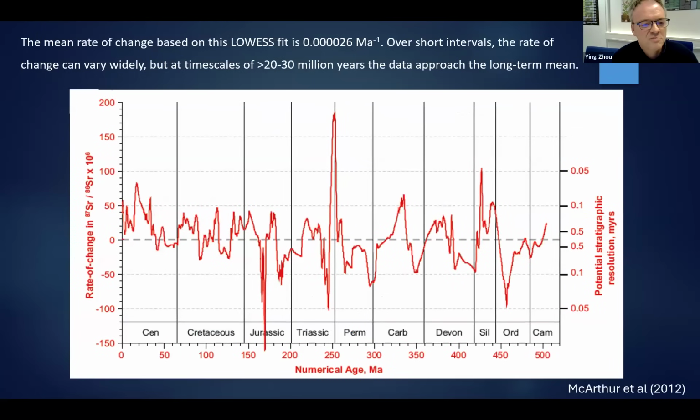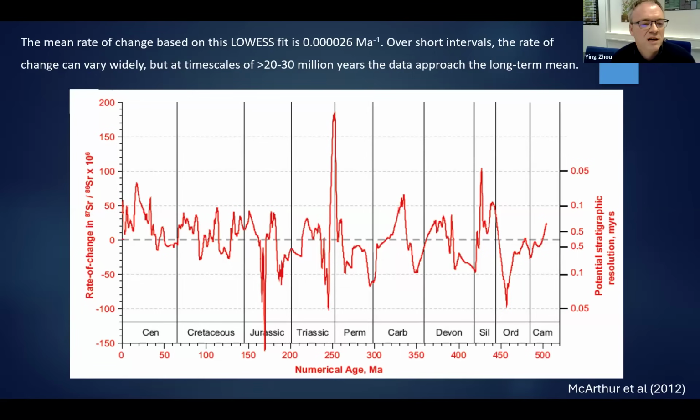As I said, strontium isotope ratios change over time. So they go up and down, and we can look at the rate of change over time, and that's what this is looking at. And the rate of change also can be expressed as a stratigraphic resolution. So when we have a very high rate of change, then the stratigraphic resolution is potentially very good. But when not much is changing, it will be much lower.